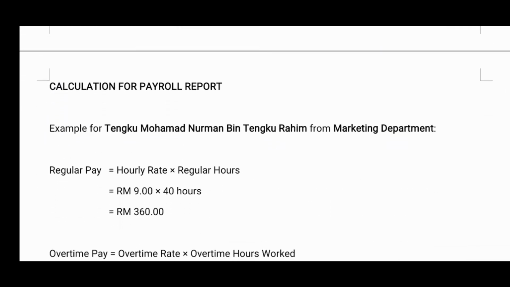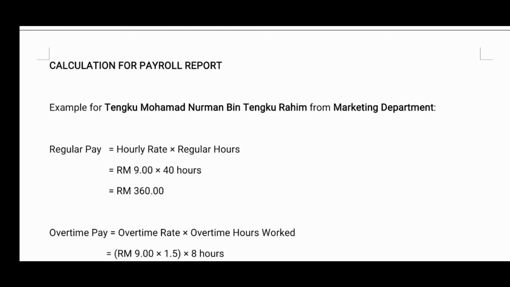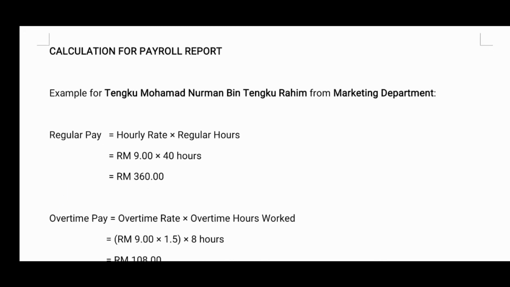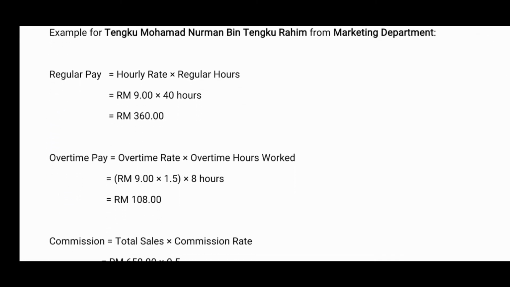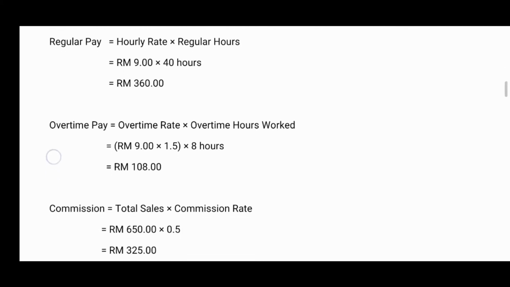We proceed to the next, which is calculation for payroll report. The example for marketing department: regular pay, hourly rate, time regular hour. So hourly rate is 9 ringgit per hour times 40 hours, how many hours he works. Then we get 360 ringgit. For overtime, we need to know overtime rate, then we times overtime hours worked. So here overtime rate is 1.5 times 9 ringgit. Then we times 8 hours, which is how many hours he works. Then we get 108 ringgit.